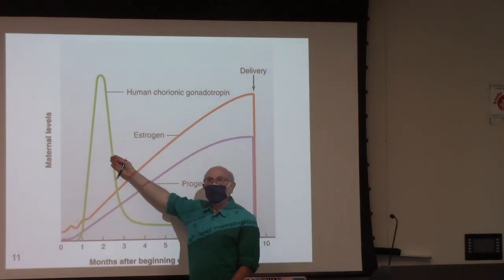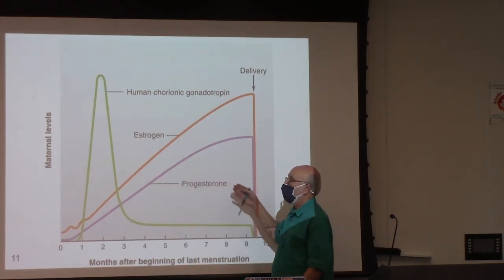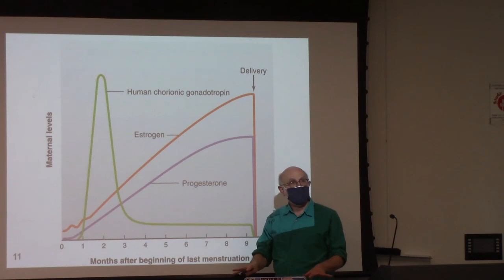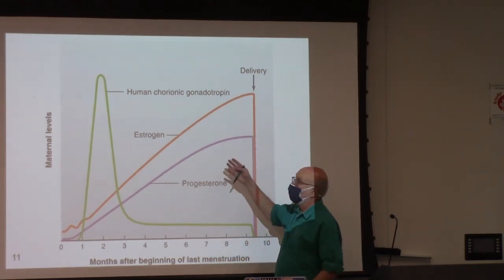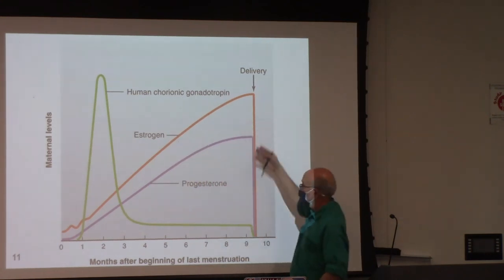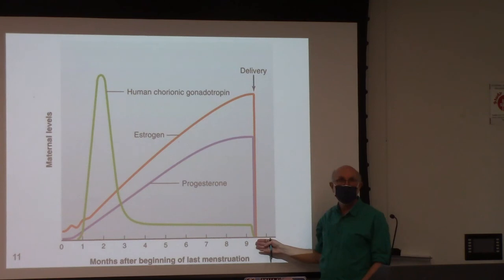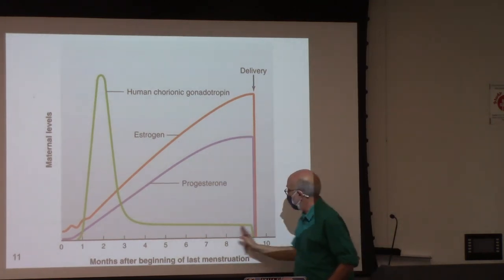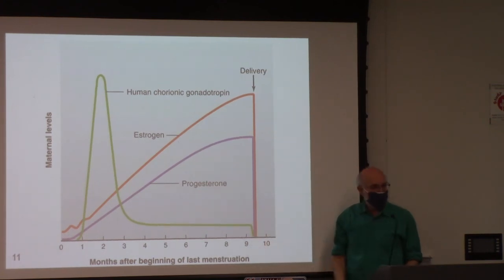Chorionic gonadotropin, corpus luteum, production of progesterone. LH and FSH levels are under negative feedback, stable control. Estrogen and progesterone rise slowly throughout pregnancy and then fall dramatically after delivery. So, until here, we have pregnancy.